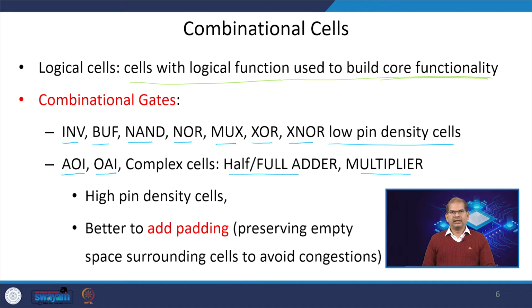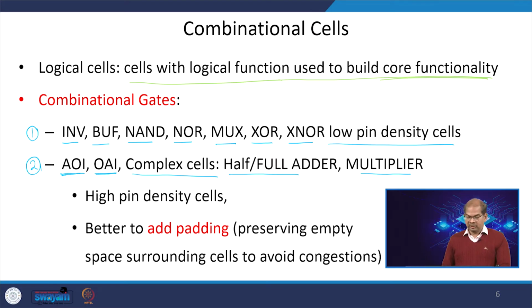Then the question arises: if we have the first category of cells, why do we need the second category? The reason is that in logic synthesis, to design any kind of digital block, if I have only the first category of cells, the area requirement will be higher. But if I use the complex cells and AOI, OAI cells, the area will be smaller, because the logic optimization tool can optimize the overall design using more complex cells.